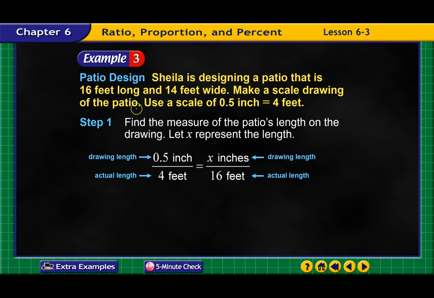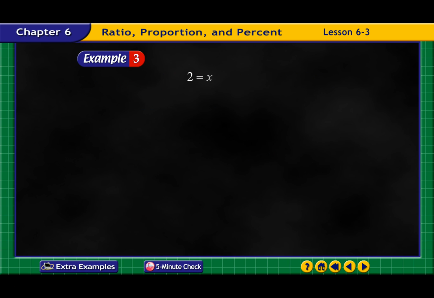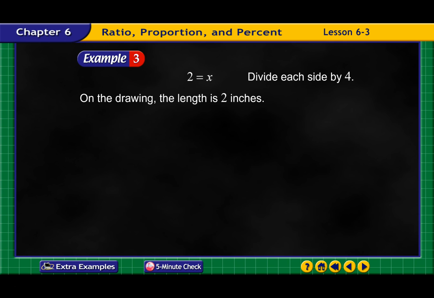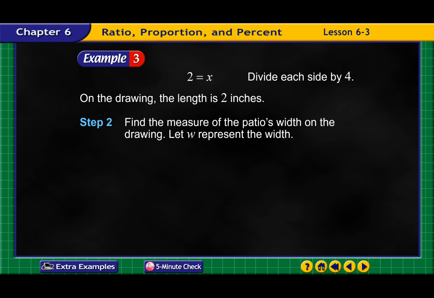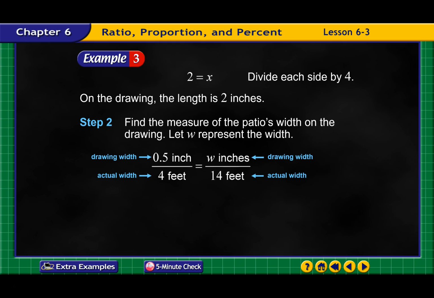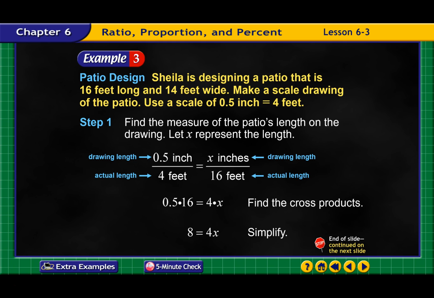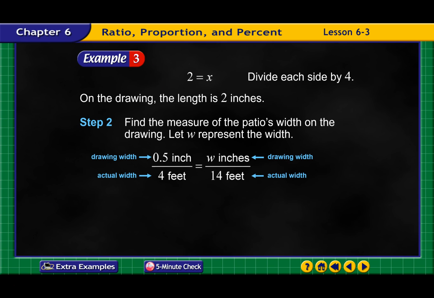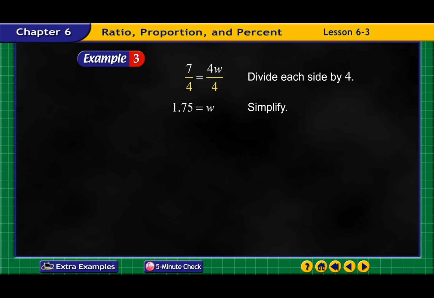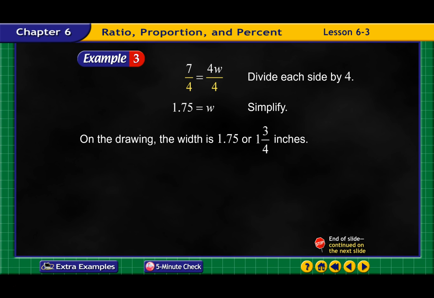It doesn't actually matter which one of these two you use, I don't think. Okay, so we'd cross product, simplify, divide by 4. So on the drawing, the length is 2 inches long. Now find the measure of the patio's width on the drawing. Let W represent the width. We're going to have to do this twice, once for 16 and once for 14. Put that in, cross multiply, simplify, divide by 4. There's my width. On the drawing, the width is 1.75 or 1 3/4.